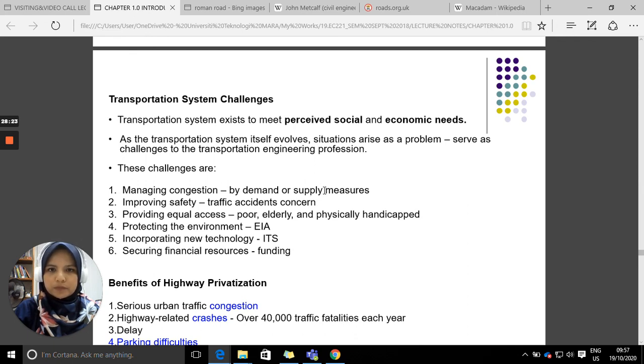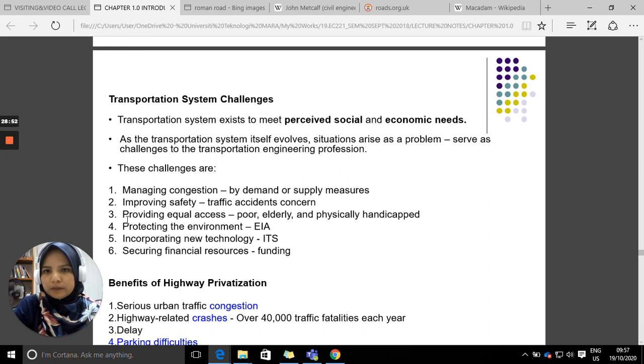So this is about transportation that we will be studying in chapter 2 later. How to improve the safety, especially about the traffic accidents concerns. There are lots of fatalities, especially during the festive seasons, right? Or school holiday season, right? That is one of the concerns the MIROS handle on this traffic accident study.